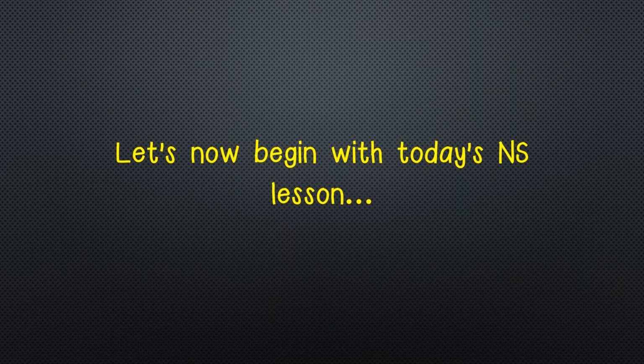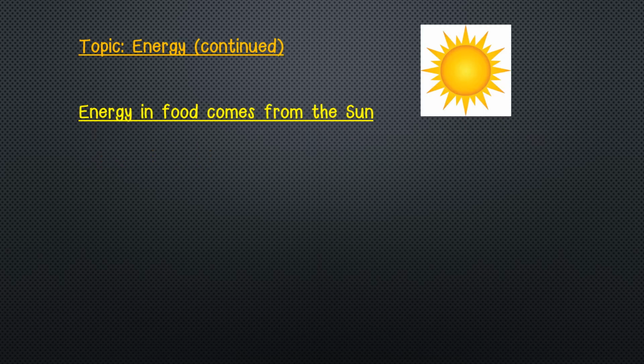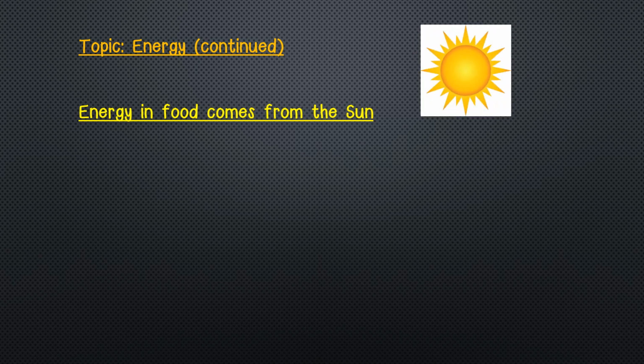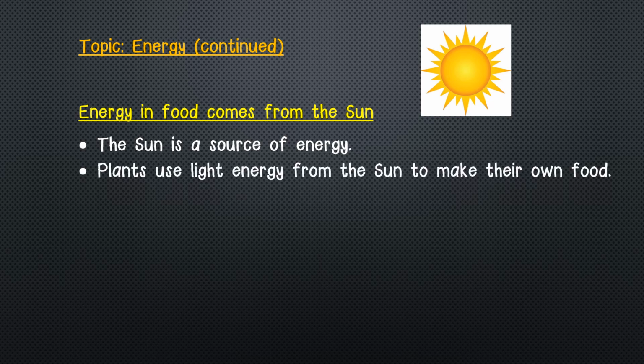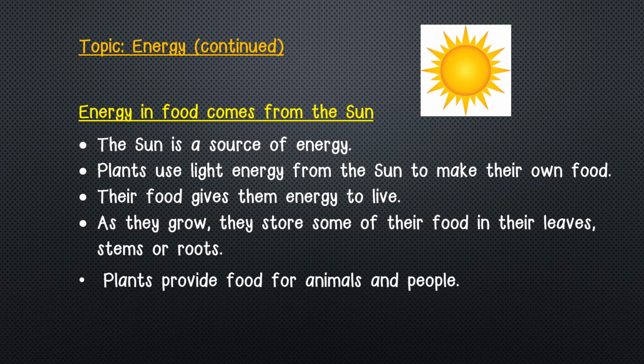Let's now begin with today's NS lesson. Please pay attention and learn as the topic is being taught. Our topic is energy. Energy in food comes from the sun. The sun is a source of energy. Plants use light energy from the sun to make their own food. Their food gives them energy to live. As they grow, they store some of their food in their leaves, stems, or roots. Plants provide food for animals and people.